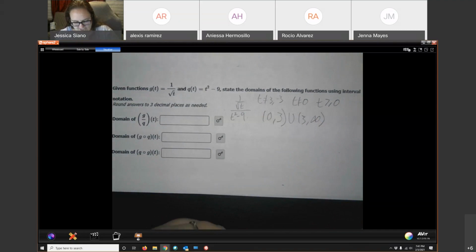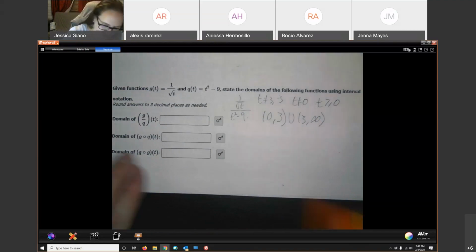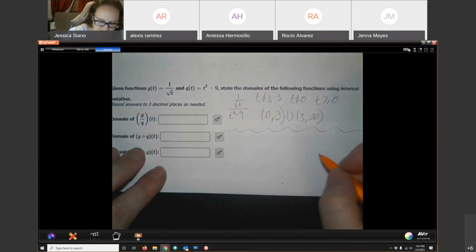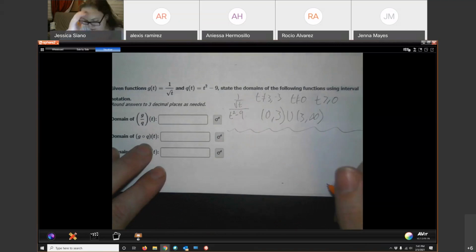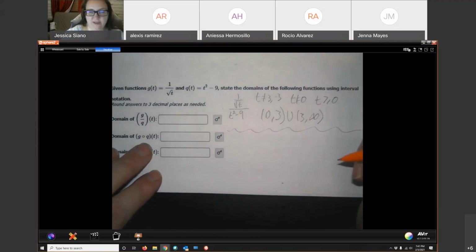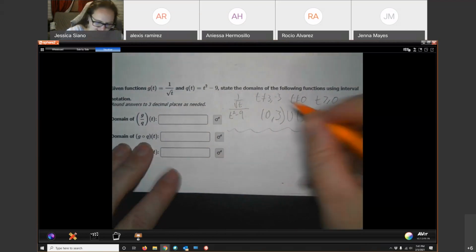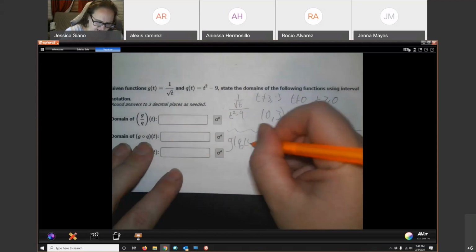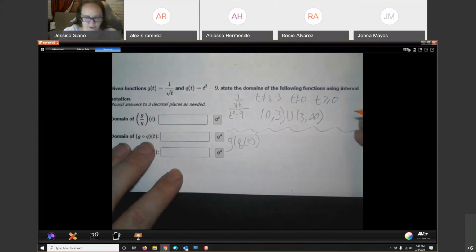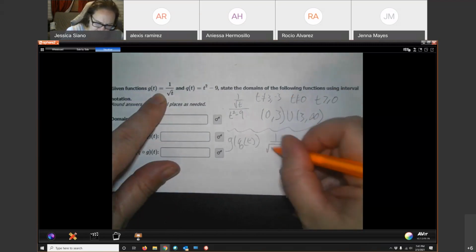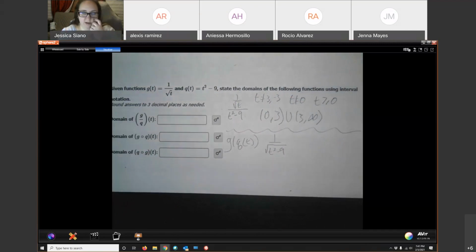Now, I want you to know that I'm not super happy about this middle part being on here, because there's going to be a point later on in the semester where we talk about inequalities with quadratics. And since you don't know that, I feel like maybe we don't have all of the skills that we need to do this one. So I'm just going to show you a shortcut. So if we had g of q of t, that would be 1 over the square root of t squared minus 9.